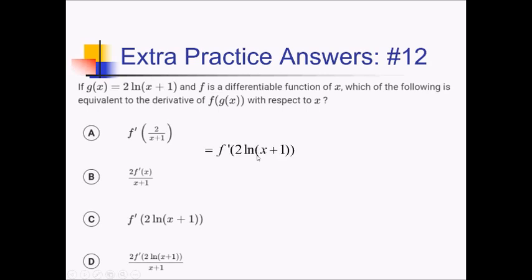But now I have to multiply by the derivative of the inner function. So the derivative of g. And that's going to just be, using my ln rule here, 2 over x plus 1. So looking at answer choices, it looks like, let's see here, we've got a 2, we've got an f prime of all that stuff. That looks like it's going to be choice D.